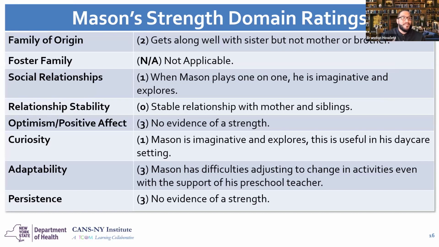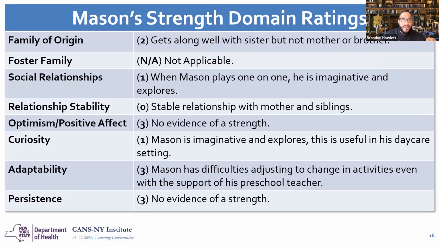Mason gets along with his sister, but not his mother or brother, right? So family of origin, there's some stuff there, right? We can't use that in our planning at the moment in terms of family of origin. The vignette doesn't indicate that Mason is in foster care, so foster family would not be applicable. But if you look at social relationships, we would probably rate that as a useful strength.